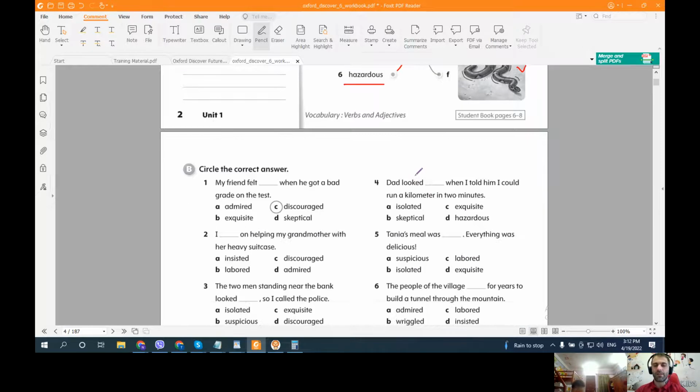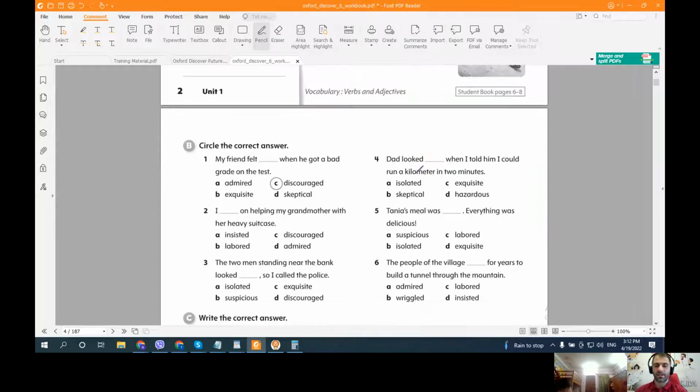Okay. Now we have here circle the correct answer. Can you please read this B? Number 1. My friend felt discouraged when he got a bad grade on the test. Okay. So how would you feel, for example, if you get a bad grade on your test? I hope that you will not. I feel kind of bad and very normal.